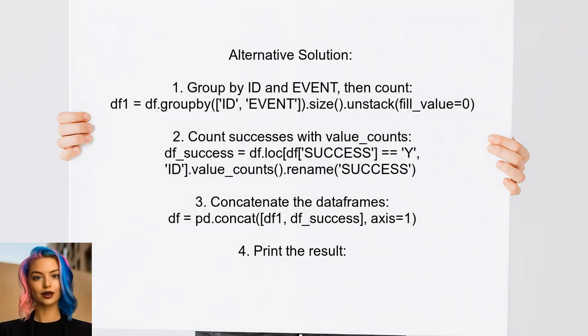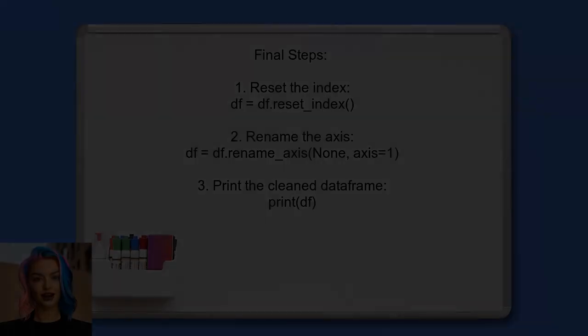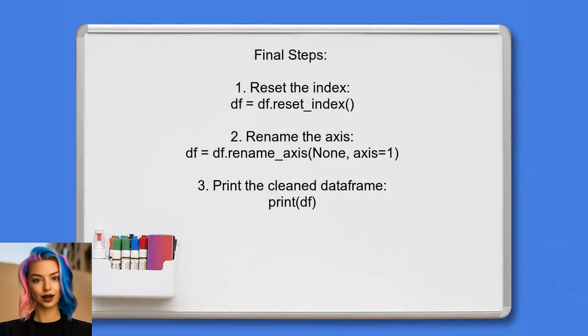Another method suggested uses the value counts function to count successes directly. After grouping by ID and event, they use value counts to get the number of successes and then concatenate the results. Lastly, they suggest resetting the index and renaming the axis to clean up the final data frame. This makes the data easier to read and use.